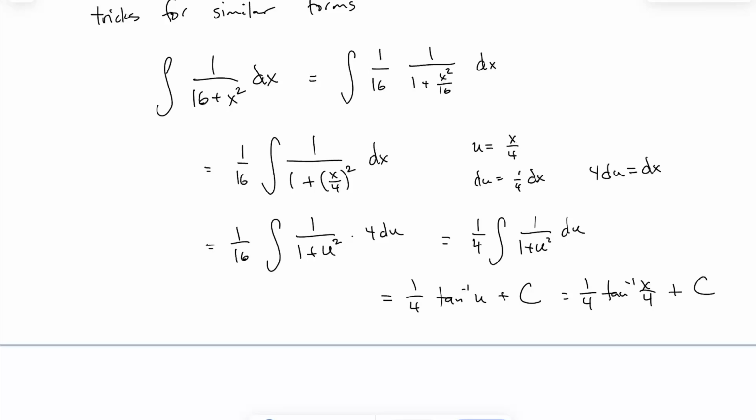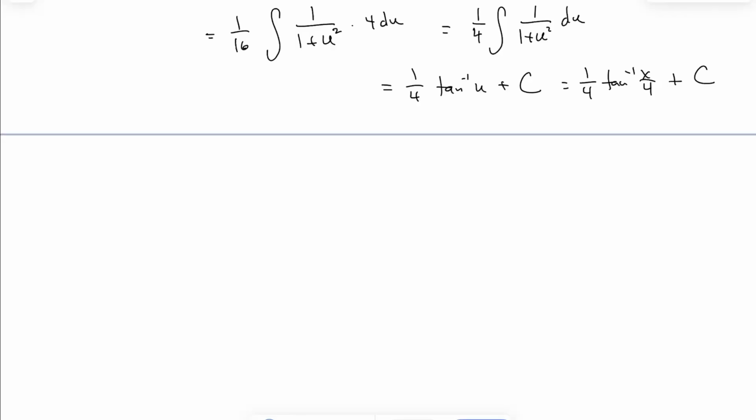Okay, one more simple trick. This one, actually, I think I meant to do this one first. How about that? 1 over square root 1 plus 4x squared. Yeah, I meant to do this one first because it's the same idea, only it doesn't involve the first step. Any thoughts about how we can rewrite this?